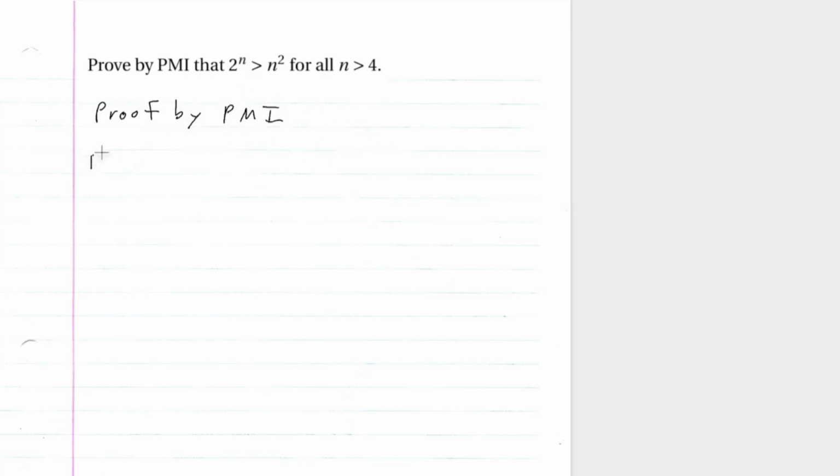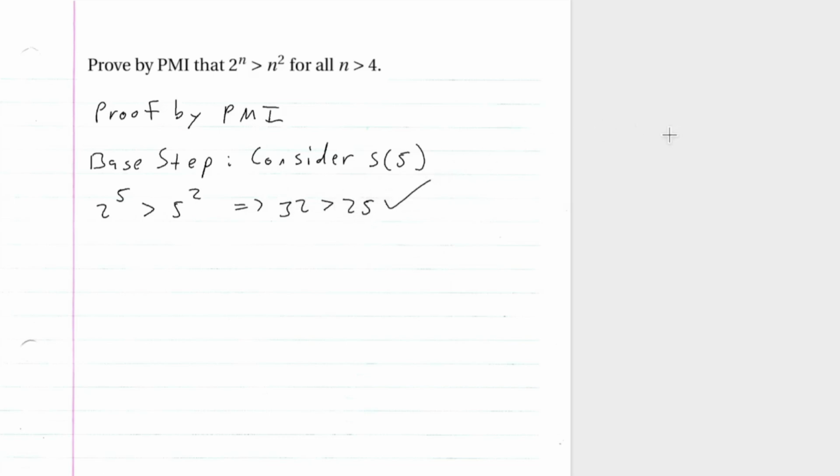Okay, so let's do our base step. Consider S(5), so we'll consider the statement for 5. This is saying that 2 to the 5 is bigger than 5 squared. Well, 2 to the 5 is 32, and 5 squared is 25, so that does fit. So at least for n equals 5, the statement is true. Let's go ahead and move on to our induction step.